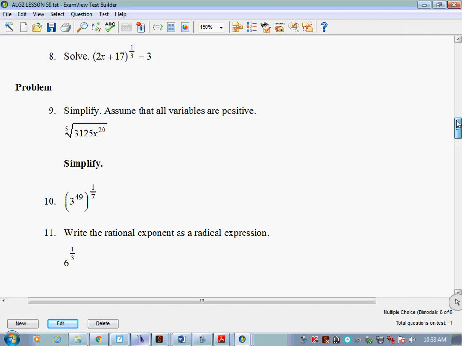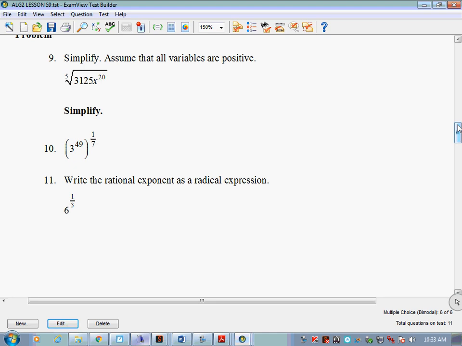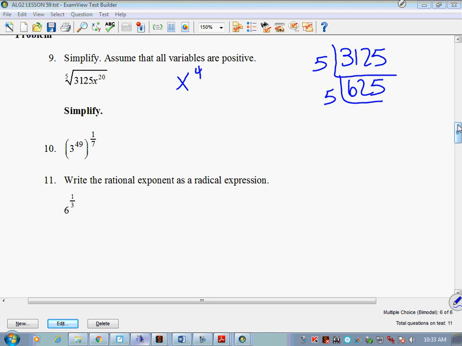All right, number 9. Simplify. Assume all variables are positive. We know this is going to be x to the what? X to the 4th, because we're going to do 20 divided by 5. The rest of this is 3,125, and we want the 5th root, so we want to find groups of 5. Let's start by dividing by 5. That's 625. Divide by 5 is 125, then 25, then 5. So how many 5s do I have? 5, which I'm going to get to pull out 1. So I get 5x to the 4th, the same as the 5th root of 3,125x to the 20th.